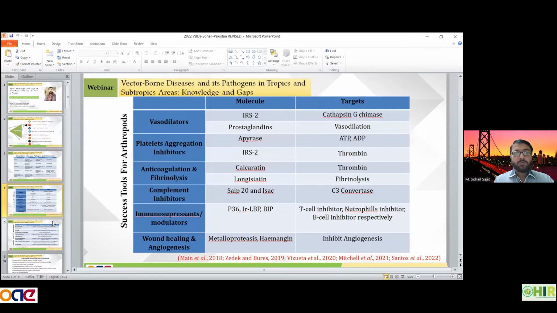The success tools for arthropods: there are various molecules being targeted by secretions present in the salivary glands of arthropods. These may be vasodilators, platelet aggregation inhibitors, anticoagulation and fibrinolytic agents, complement inhibitors, immunosuppressants or immunomodulators, and then wound healing and angiogenesis agents. So this group of secretions helps the arthropods for their successful meals.